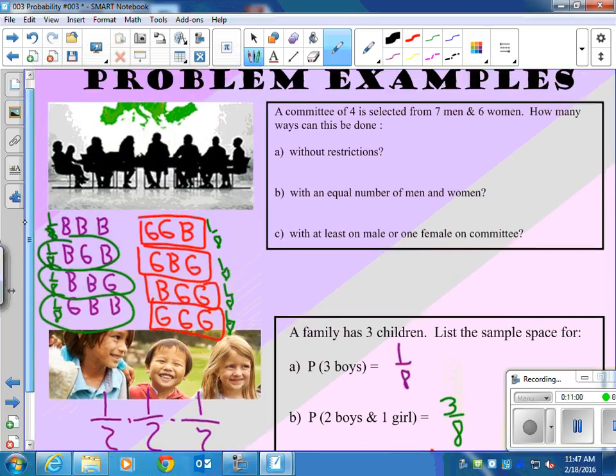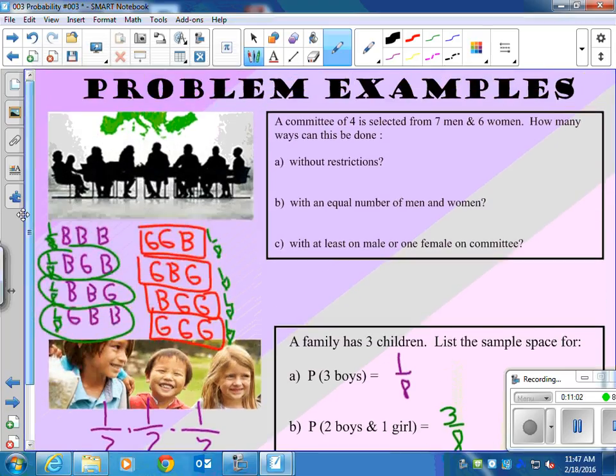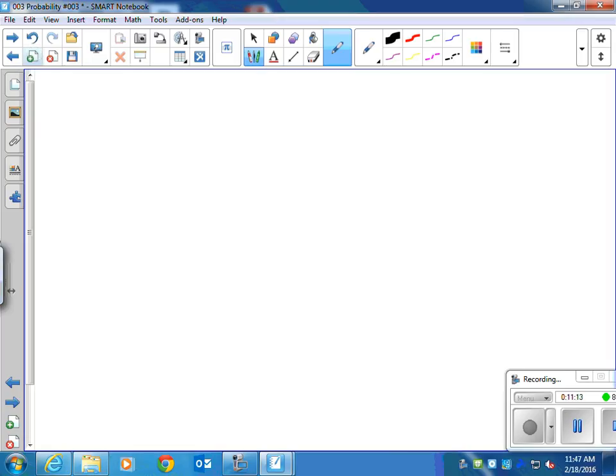So zip up to the top one. A committee of 4 is selected from 7 men and 7 women. How many ways can this be done? To give you a little bit of notation, when we're looking at groups, we talk about combination, n, r. So sometimes we'll go 7 choose 3. And another way to write that is like a vector, 7 choose 3.